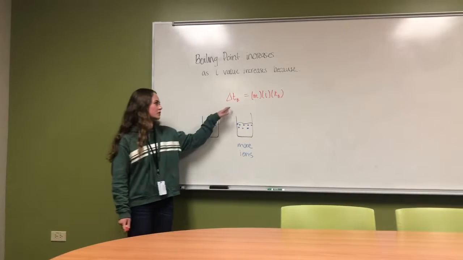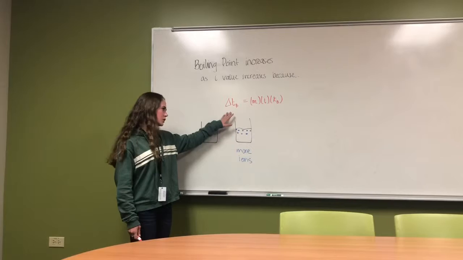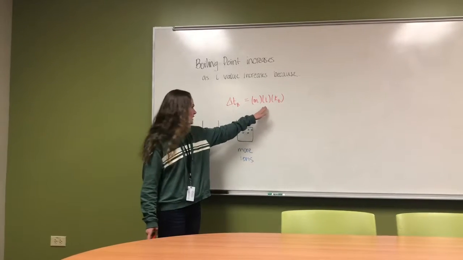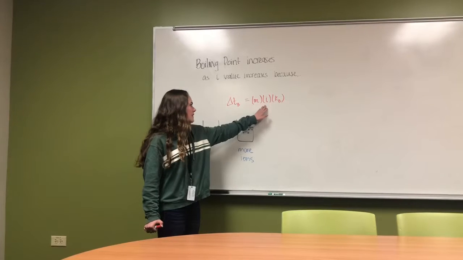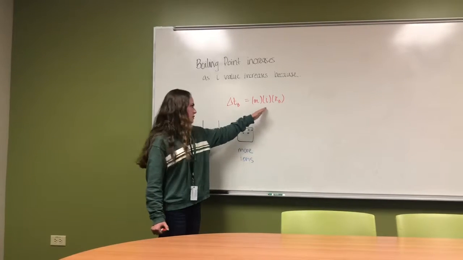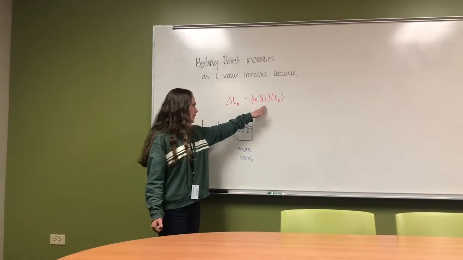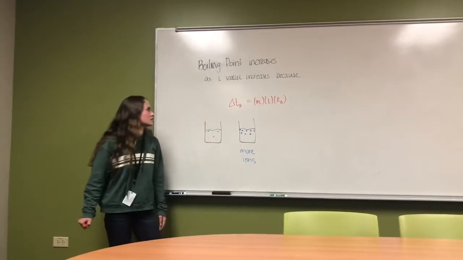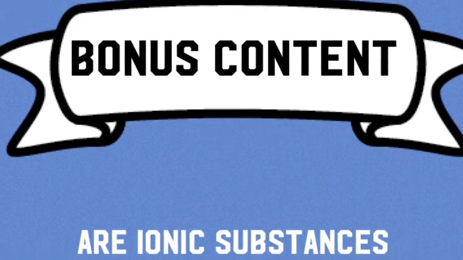And this is also shown if you're solving for the boiling point using this equation. Obviously, if there's 2 ions instead of 3, then the boiling point will be lower because it'll be multiplied by a lower number. So that's why as more ions are put into the solution, the boiling point will increase.